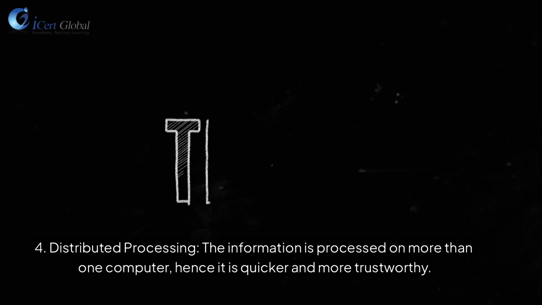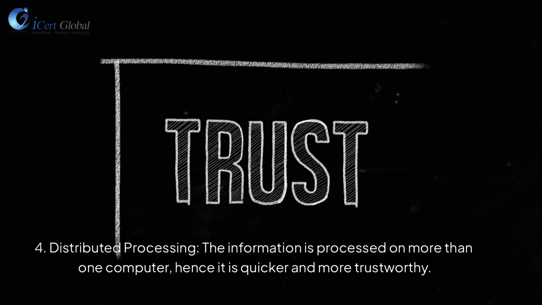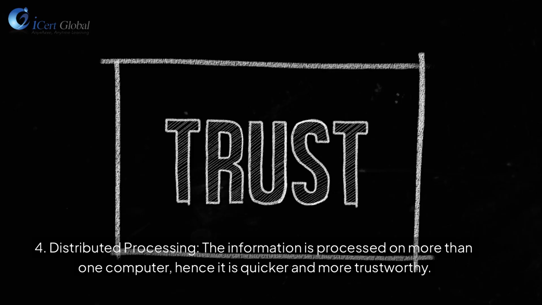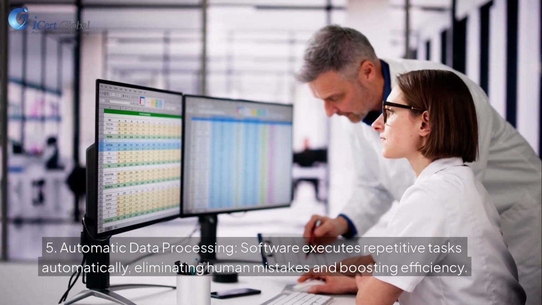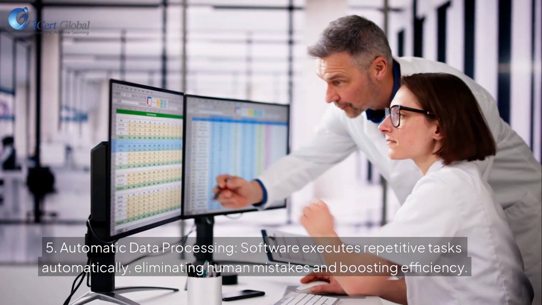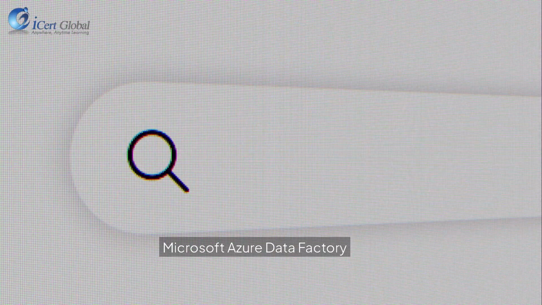4. Distributed processing. The information is processed on more than one computer, hence it is quicker and more trustworthy. 5. Automatic data processing. Software executes repetitive tasks automatically, eliminating human mistakes and boosting efficiency.